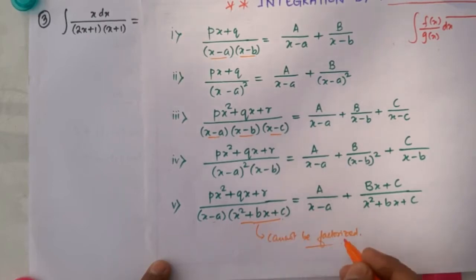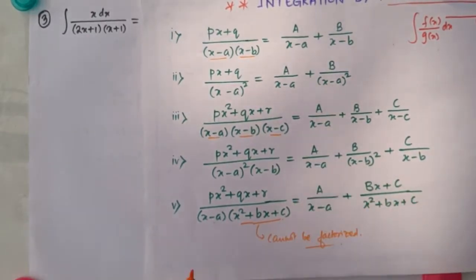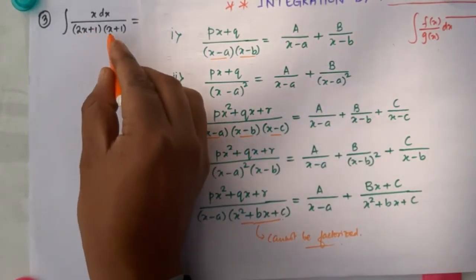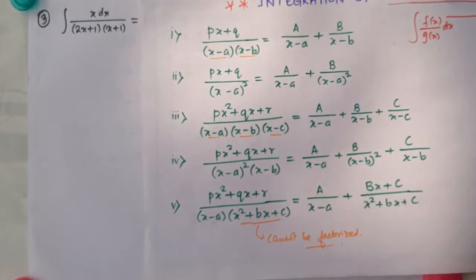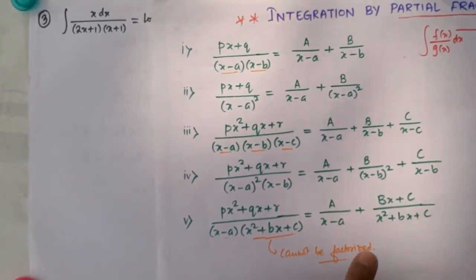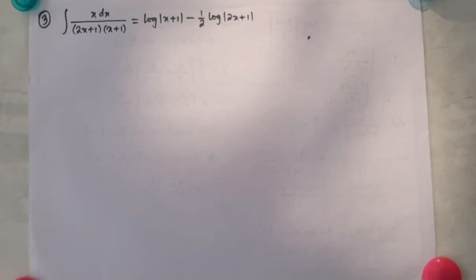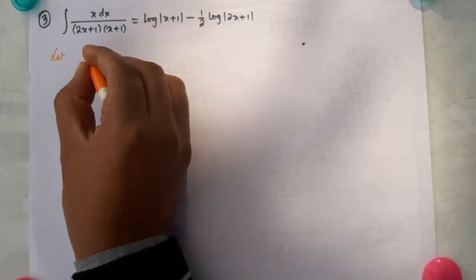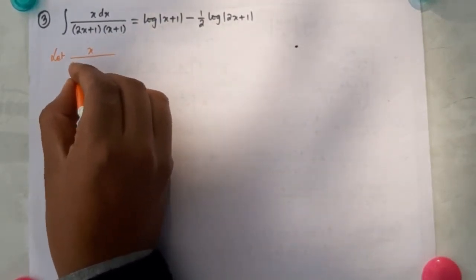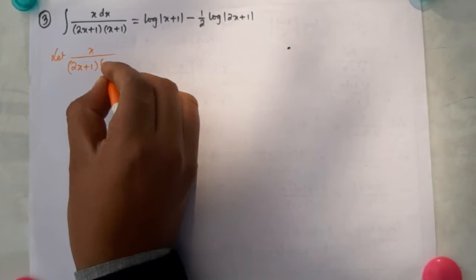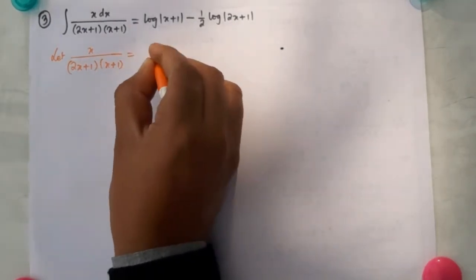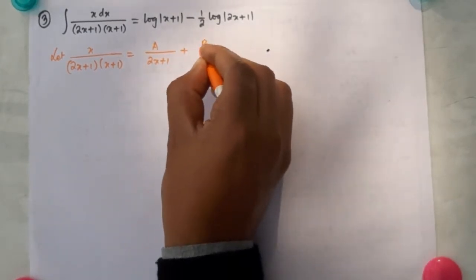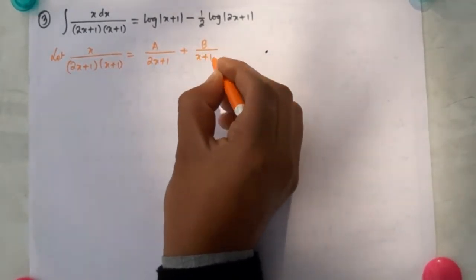So this cannot be factorized, so in that case you have to take this kind of substitution. Now compare this with these. You have got this is linear, this is linear, so that's why this will again fall under the first category. Okay, so in fact we can write this as, let this fraction, that is x by (2x plus 1) into (x plus 1), be written as a by (2x plus 1) plus b by (x plus 1).